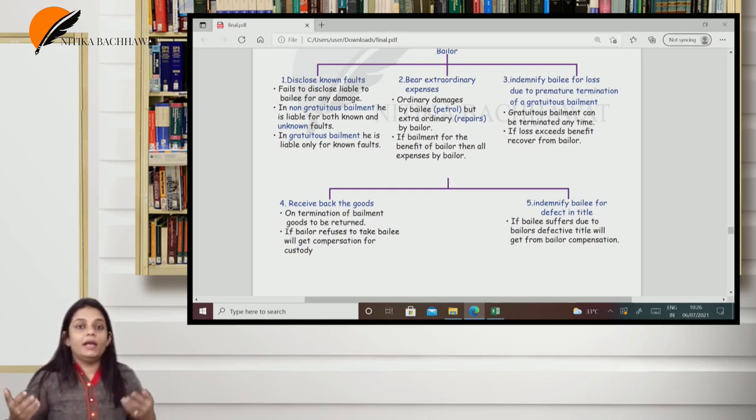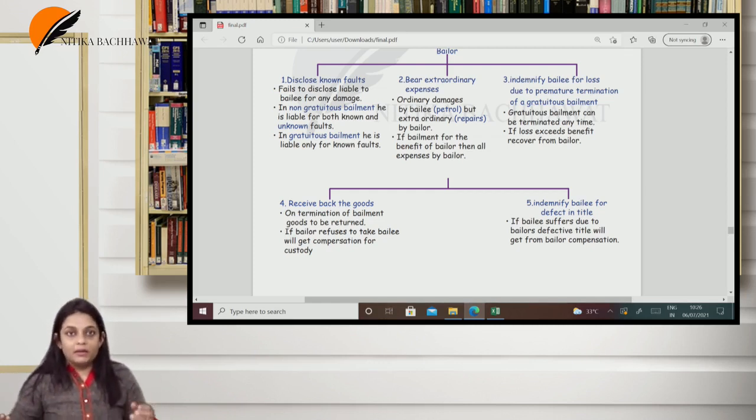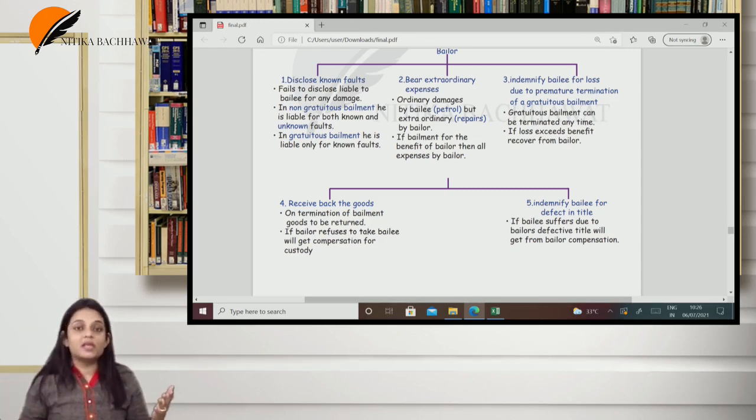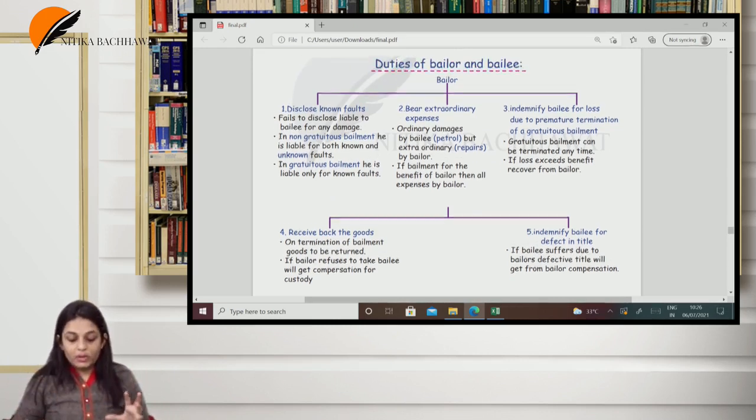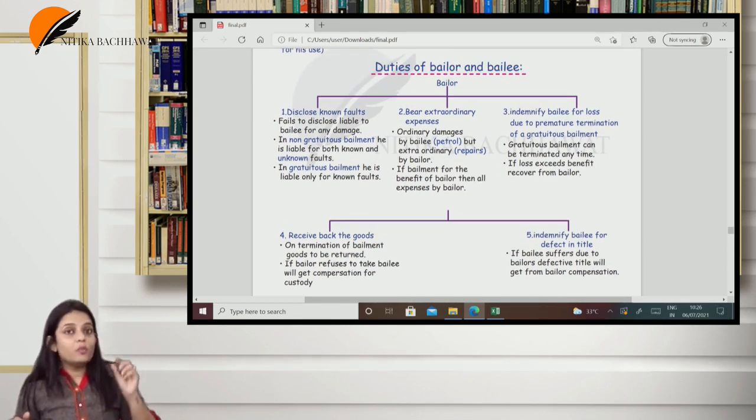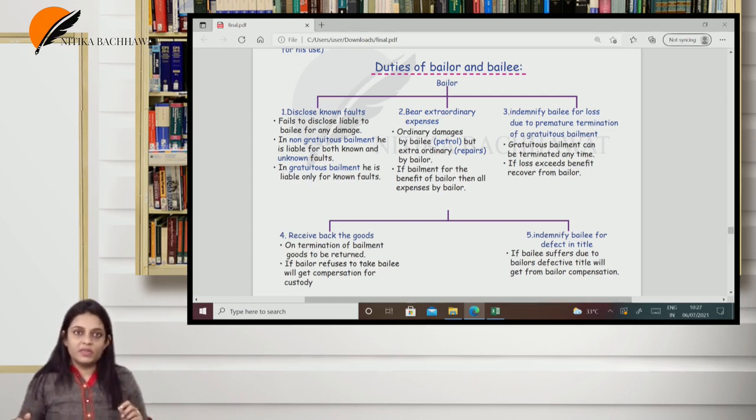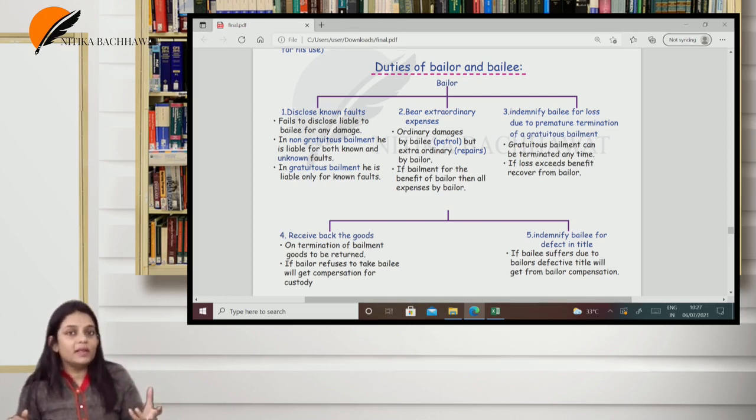Let us say I lend you my car or my bike. The petrol is the ordinary expense, but let's say if something happens, the engine breaks down and you get it repaired, that is extraordinary expenses. Now what the Act is saying is that the bailor has to bear the extraordinary expenses. The ordinary expenses shall be borne by the bailee.